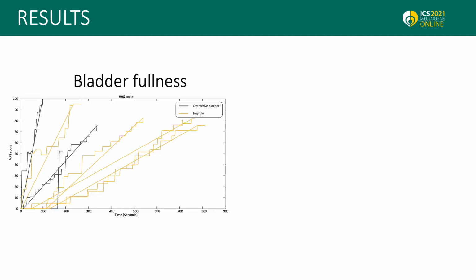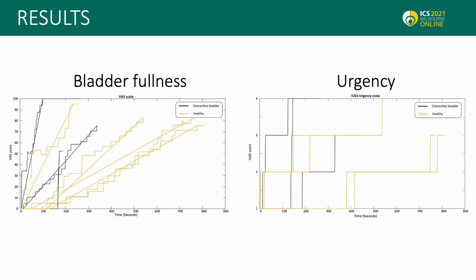As for the results, when looking at bladder fullness sensation, it does seem to follow a linear trend for both OAB and healthy participants. However, when we tried fitting a line or sigmoid function to the urgency reports, we found that this was not possible due to the 4-point scale that we used. However, urgency does not seem to follow a linear trend, and therefore further investigation is needed to determine the exact relationship between bladder volume and urgency.